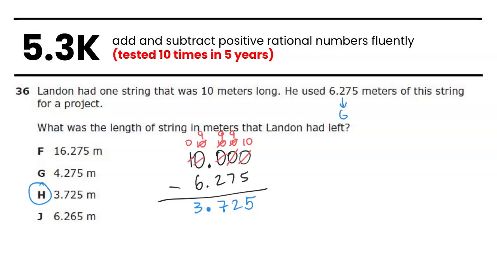But watch this. If we just use estimation to help eliminate a couple of wrong answers, then what we realize is that if we round this number to a whole number of 6, then 10 minus 6 is going to give me 4, and I automatically eliminate 2 answer choices that are too far away from 4.